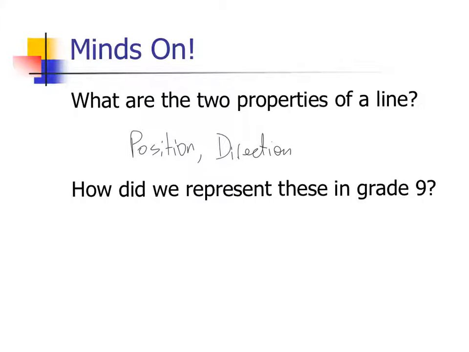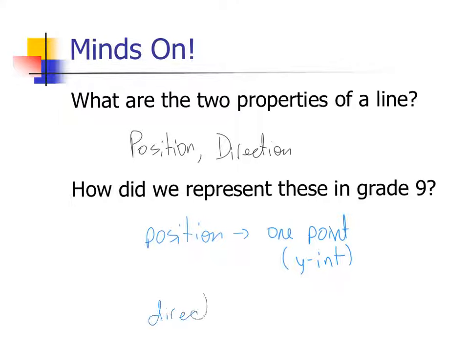So how did we represent these in grade 9? Well, position we gave as a point. All you need to know is one point on the line to know where it's located. A lot of times we use the y-intercept in y equals mx plus b form. But the position we gave as a point, and the direction was slope. So a line is located in a particular place and is going in a particular direction. That was enough information to tell us everything we needed to know about the line.